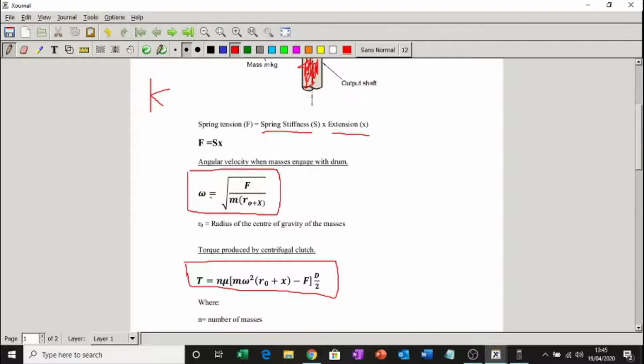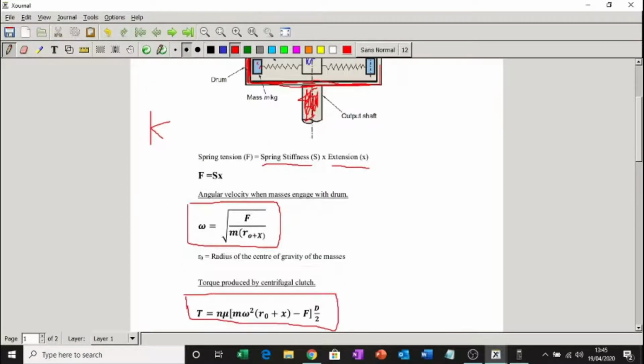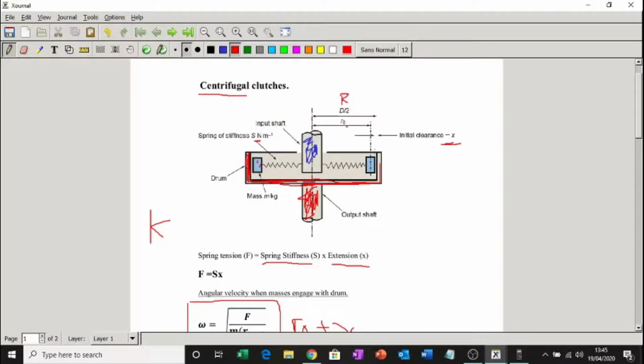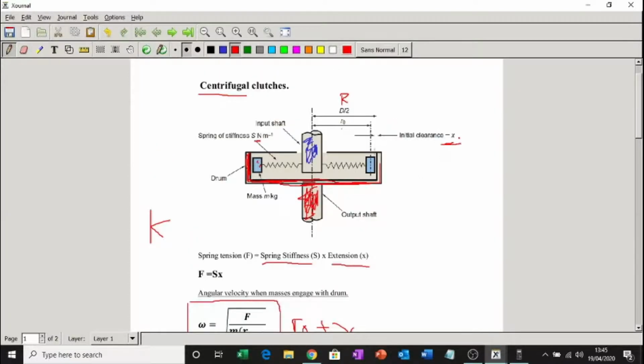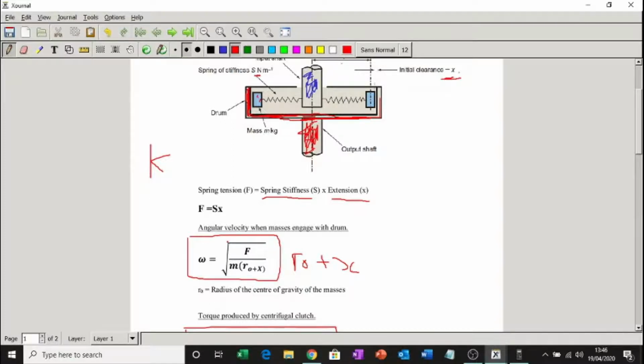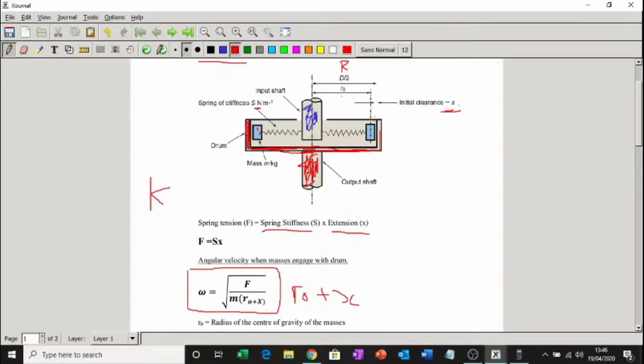So this is angular velocity, which we know about. F is just force, which we've just worked out here. M is the mass of this, of 1. And R0 plus X, that should be R0 plus X, like that. So really, it's this number here plus this number here. Now, it's not equal to the diameter because that R0 is only going to the center of the mass. But that's all that there is. R0 plus X is just that number there plus that number there. That'll give us the angular velocity at which these masses engaged.